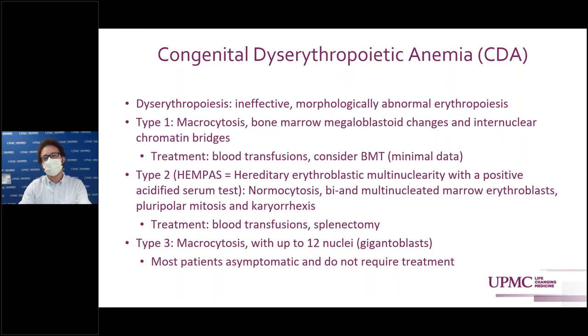Next, I just put one slide on here because this is rather rare, but I wanted to talk about briefly congenital dyserythropoietic anemia. Mainly, it's an inherited condition that affects, again, the production of normal red blood cells. So there's mainly 3 types of these, and you can see these listed here.